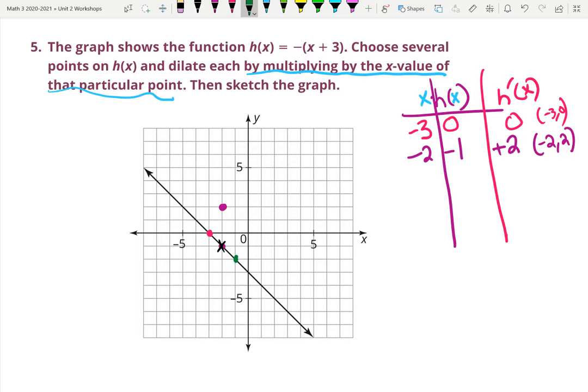Let's try the input of -1. When the input is -1, the output is -2. The product of those is positive. So this is going to result in -1, 2. Let's keep on going. This was used.